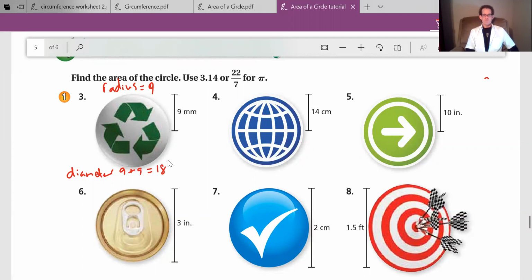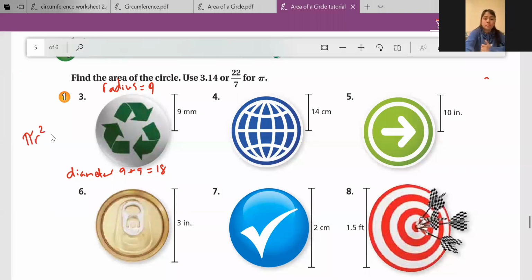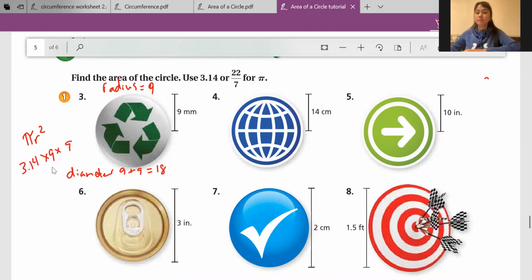Now, there's a formula for finding the area of a circle that I want to talk about today. And the formula is pi times the radius or pi r squared. So in number 3 here, if you have the radius is 9, then you'd find the area by doing 3.14 times 9 times 9, or 81 times 3.14. And that would be to find the area of a circle.